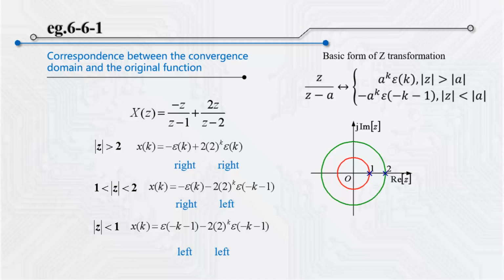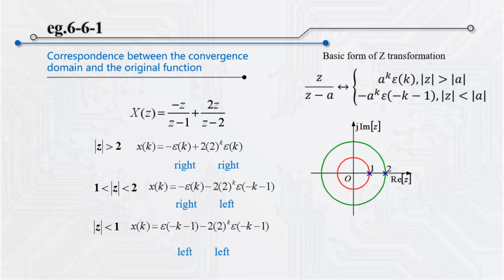According to the basic form of the Z transform, you can see this corresponding result. The first part is right-sided and the second part is left-sided. Please notice that there is a minus sign in front of this. This is a form of bilateral sequence, a right sequence and a left sequence.